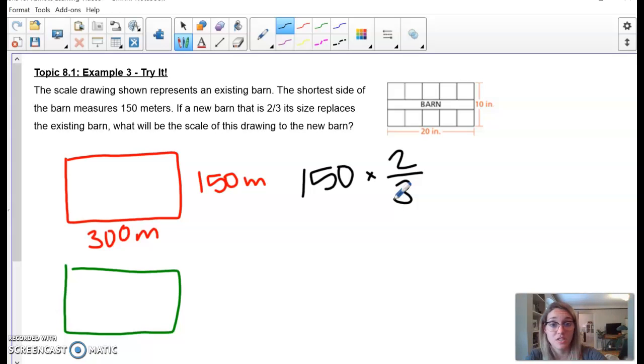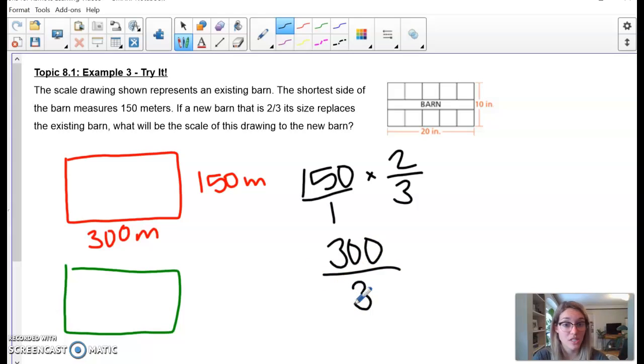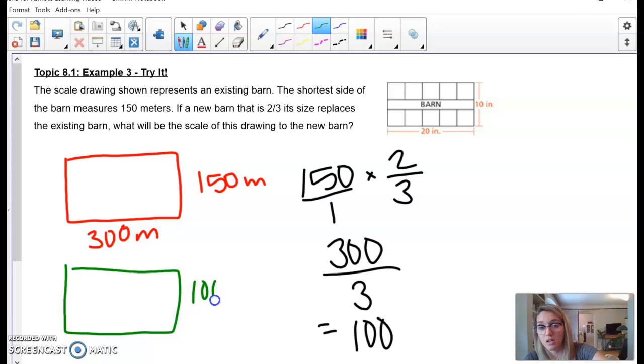So I have 150. If I'm multiplying fractions, I put this over 1 and I multiply straight across. 150 times 2 is 300. And divide that by 1 times 3, which is 3. 300 divided by 3 is going to equal 100. So I just figured out that the width of my new barn is going to be 100 meters.